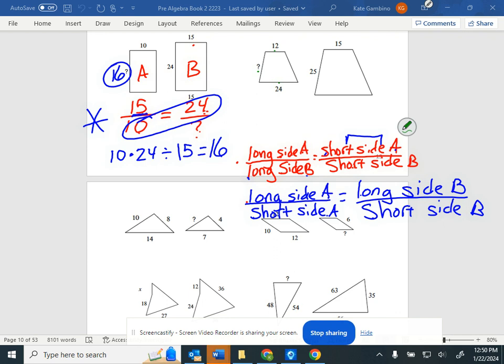Would you do 25 over question mark and then, because again, this would be A, this would be B, and then you would do 12 over 15. Is that how I should set up my equation?